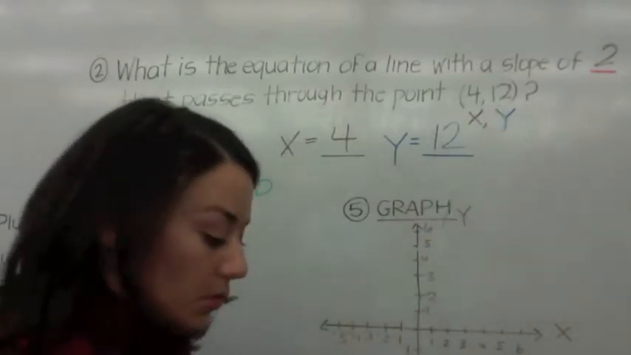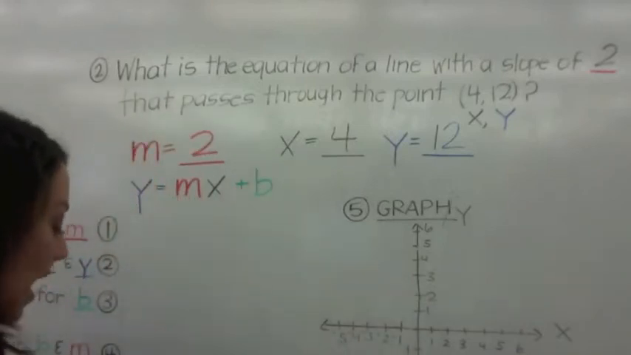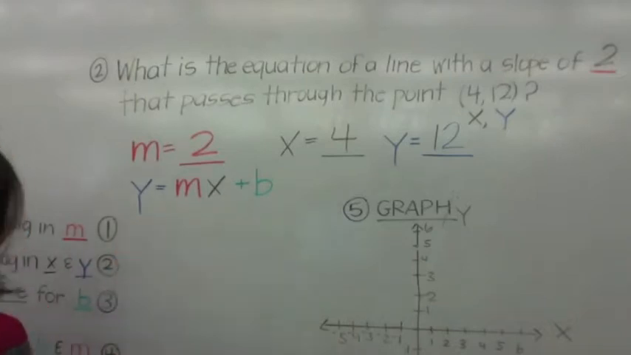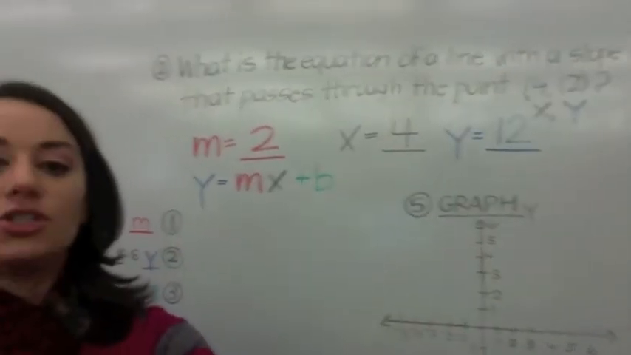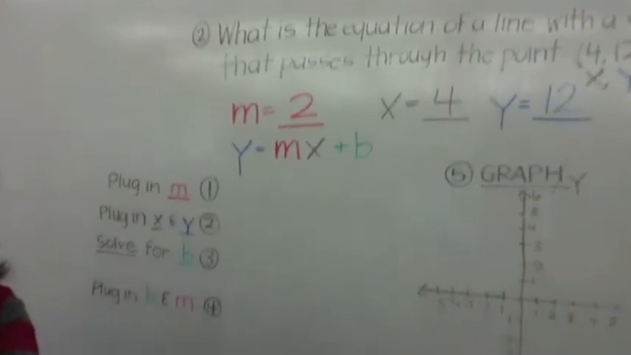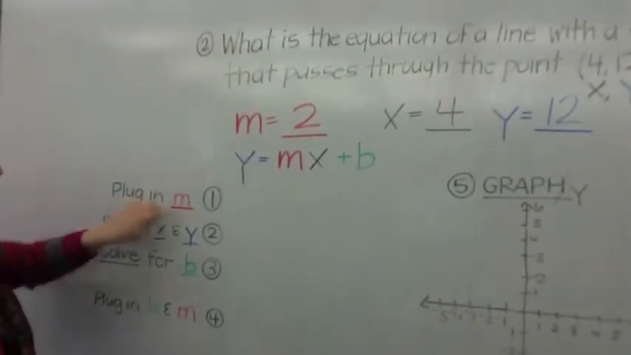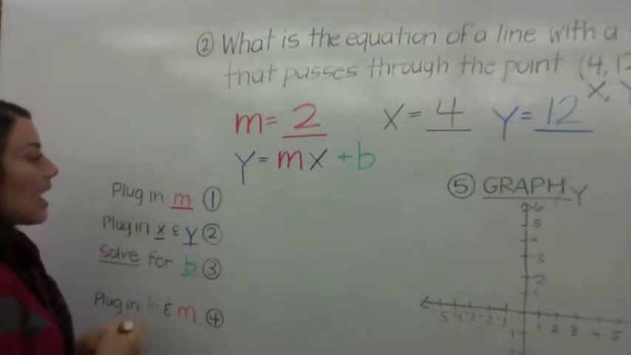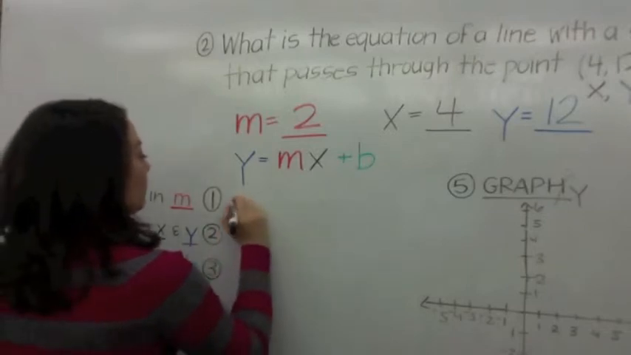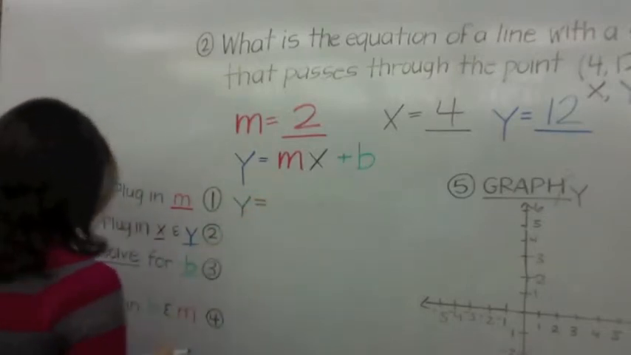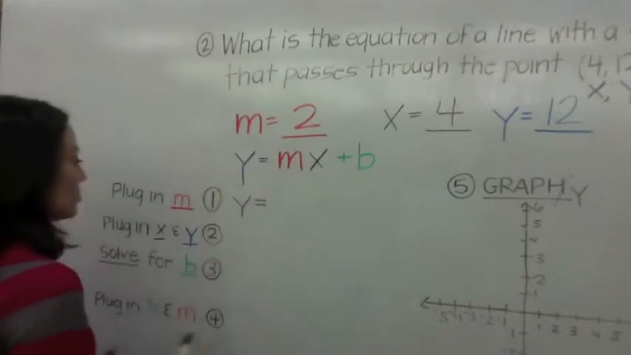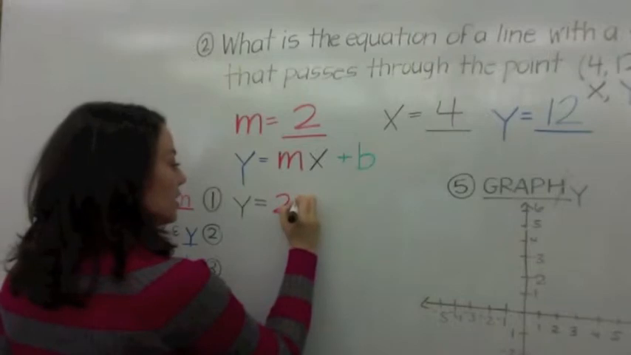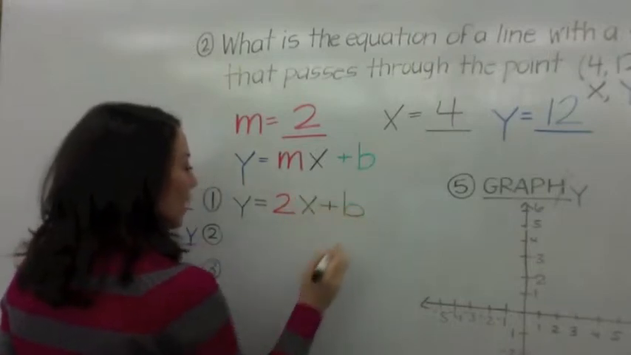So if we're going to make an equation for this line, we have to plug in variables into Yo Mama's ex-boyfriend. The first step to doing that is plug in m. So when we plug in m, we say, Yo Mama, okay? Who's Mama? The slope is 2. So y equals 2, and then we just continue, x plus b. Great.